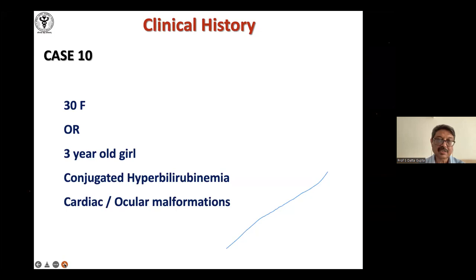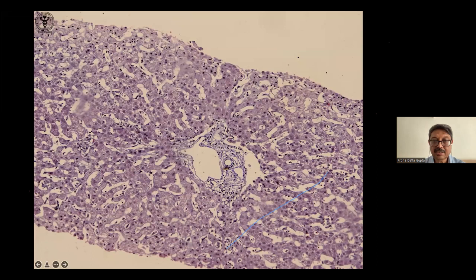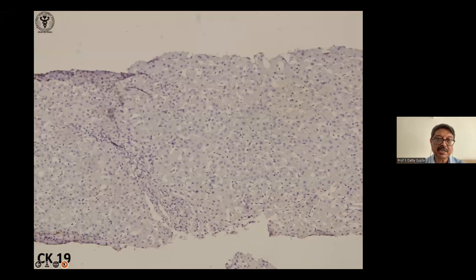Right? So this is a 3-year-old girl with congenital hyperbilirubinemia and ocular and pulmonary changes. What you are finding are portal tracts with portal veins, arteries, no bile ducts, right? And if you search all of them, there are no bile ducts. This is cytokeratin 19 staining, which shows no bile ducts, right? No bile ducts here.